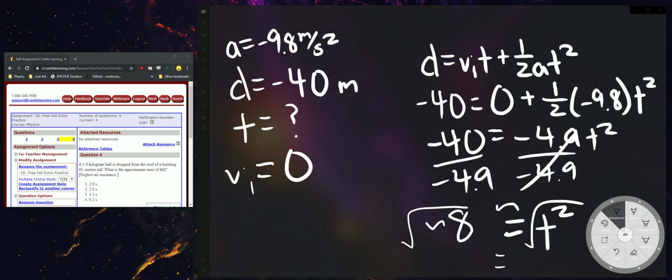Because answer number 2 doesn't make sense. 2.0 seconds squared is 4. 4.1 seconds squared is 16. So the midpoint kind of works. So it's like around 2.9 seconds. And so the answer is 1.